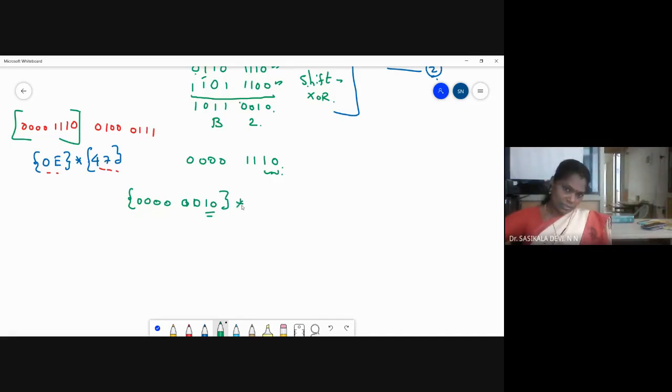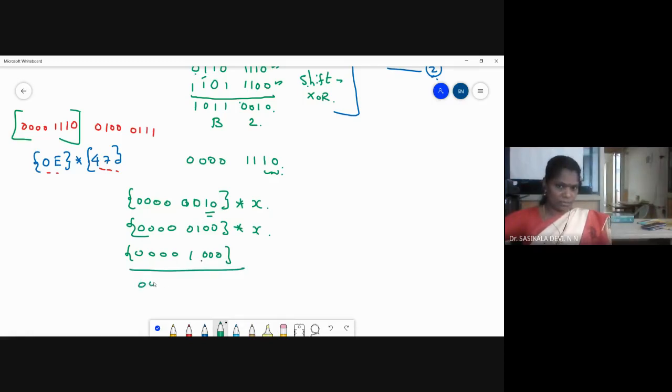If the term is multiplied by x, you will get 0 0 0 0 0 1 0 0. Again, the resultant term is multiplied with x, and you will get 0 0 0 0 1 0 0 0. Now you have three different polynomials. Just do the XOR with these three polynomials and you will get 0 0 0 0 1 1 1 0. So this is exactly the same thing.